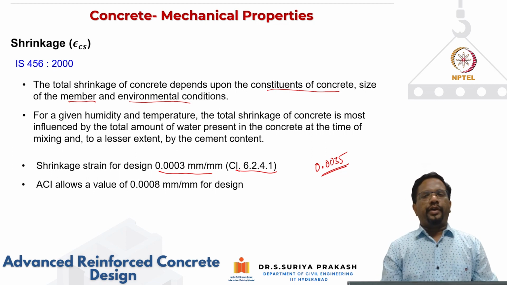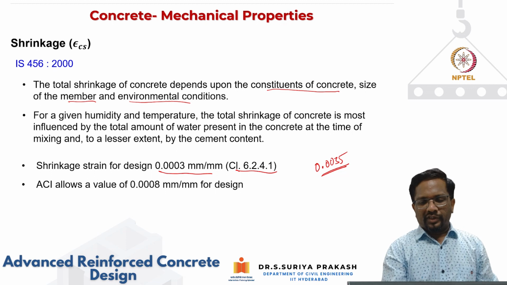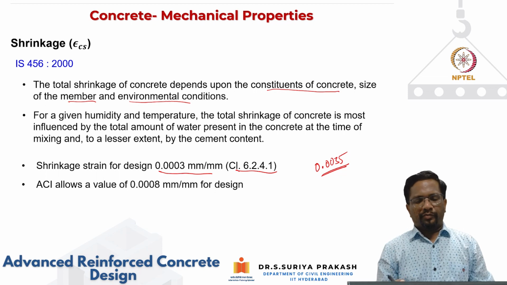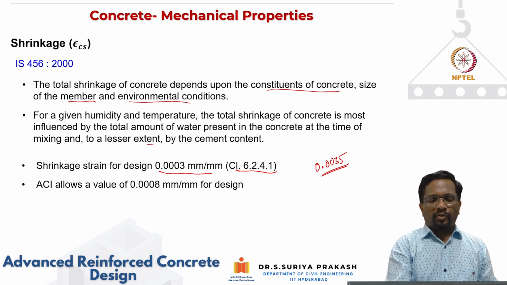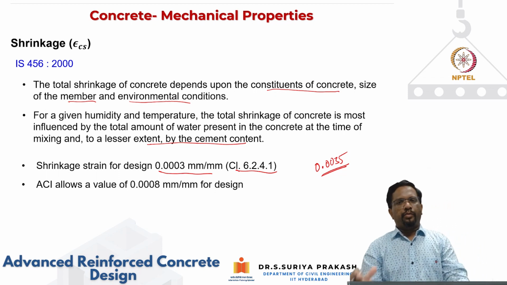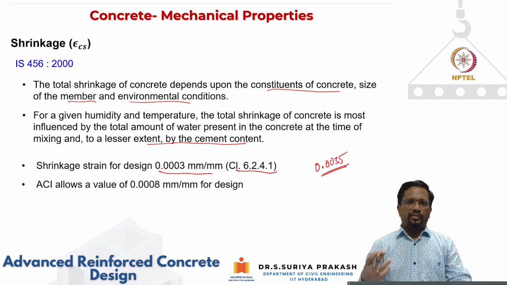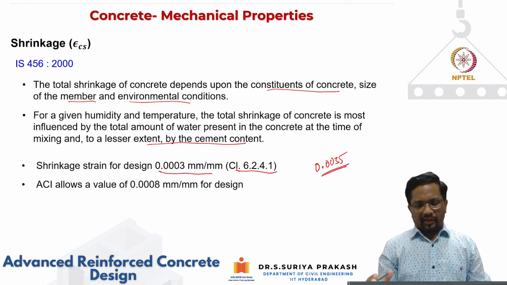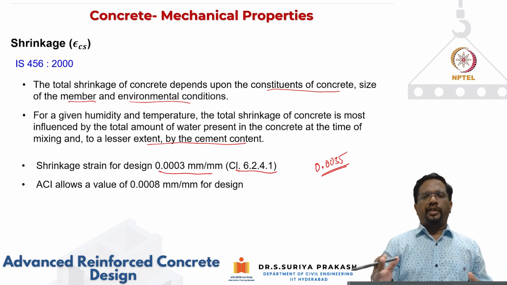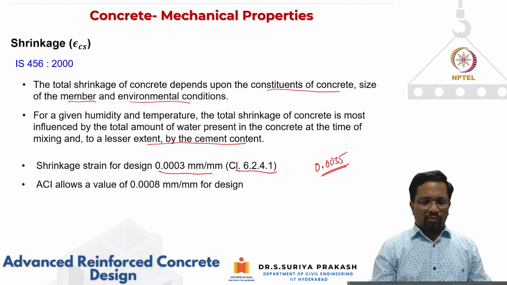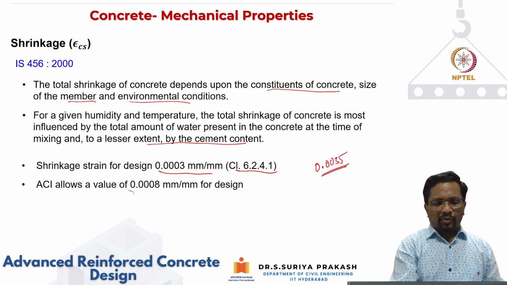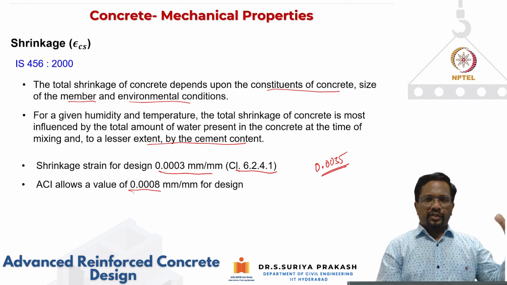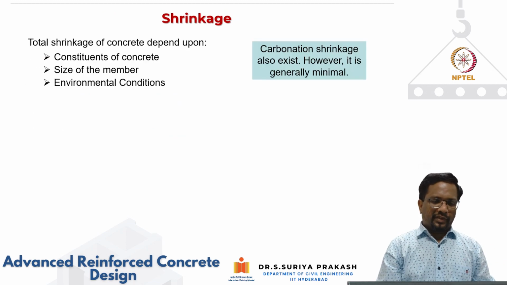For a particular humidity and temperature, the total shrinkage of concrete is mainly influenced by the amount of water present in the concrete at the time of mixing, and it does not really depend upon the amount of cement. It depends only on the amount of water available in the system at the time of mixing, how much of it has been utilized in the hydration process, and how much is unutilized. If you have more water that is unutilized in hydration, you are going to have more shrinkage and more creep. For example, ACI allows 0.0008. They have taken a higher value for shrinkage, maybe because of temperature differences, which can be quite significant.